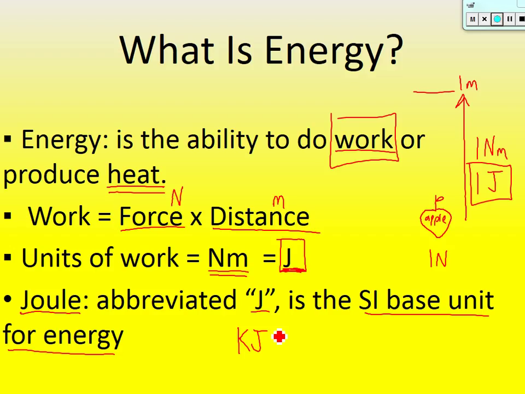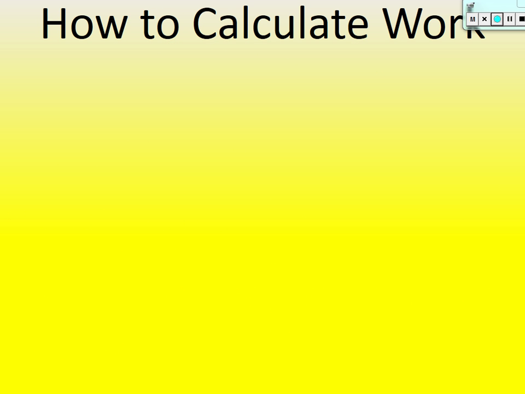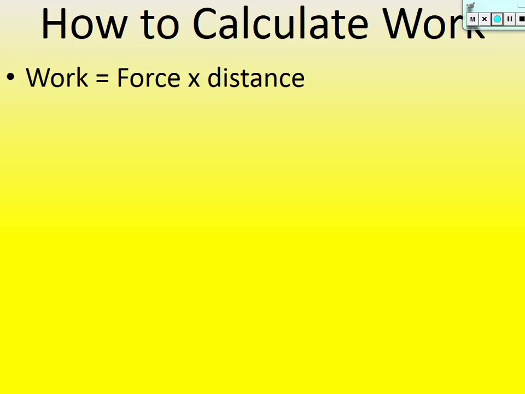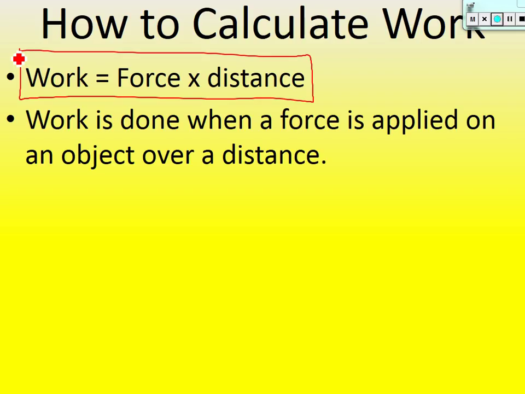Okay, let's move on. If we talk about work, there's a way to calculate it. This equation we're going to use all day. Work is equal to a force times a distance. Work is done when a force is applied on an object over a distance. So you have done work on something if you apply a force to it and that object moves a certain amount of distance.